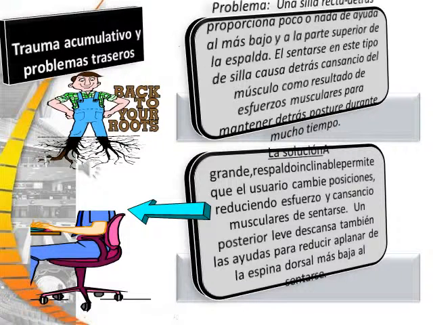Problem. A straight back chair provides little or no support to the lower and upper back. Sitting in this type of chair causes back muscle fatigue as a result of muscular efforts to maintain the back posture for a long period of time. The solution is a large tiltable backrest which allows the user to change positions, reducing muscular effort and fatigue from sitting. A slight backward recline also helps reduce the flattening of the lower spine when sitting.